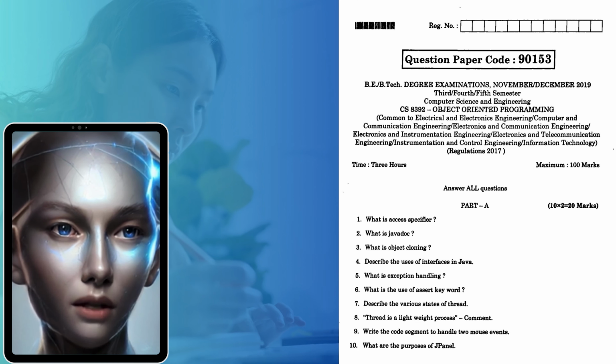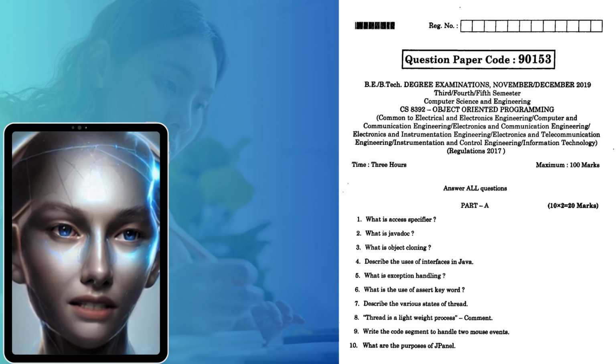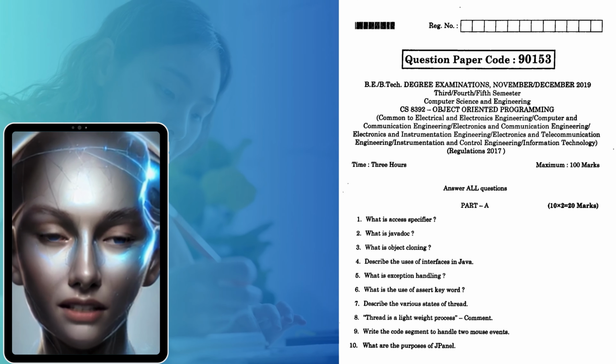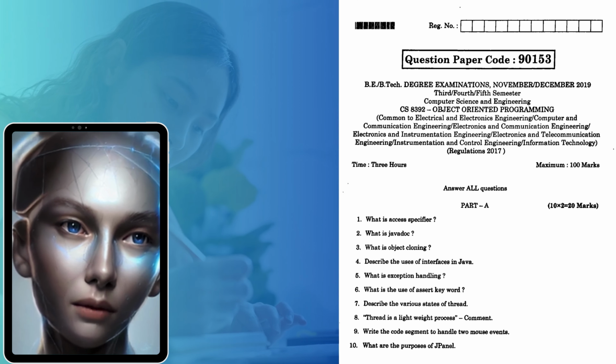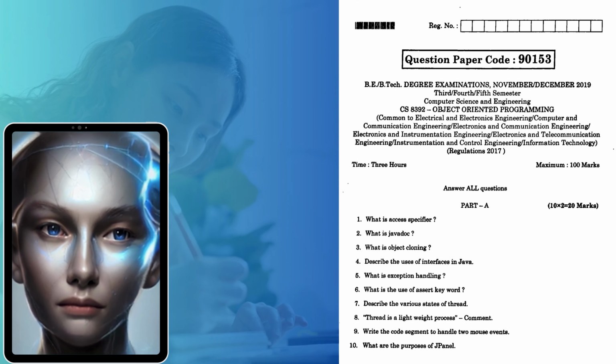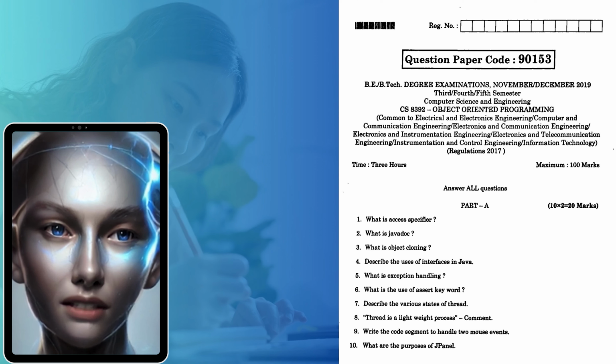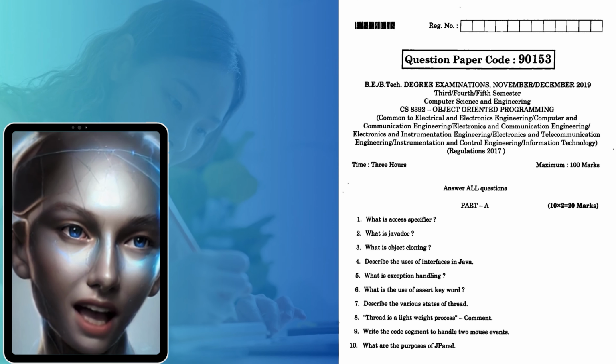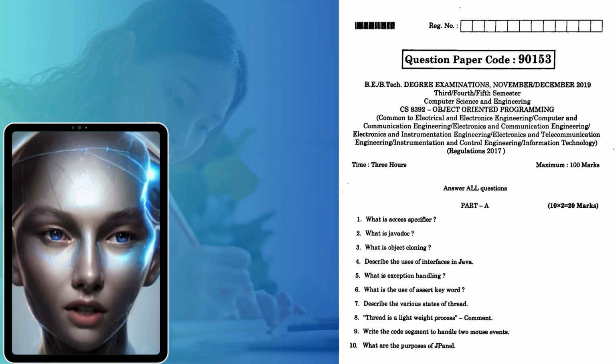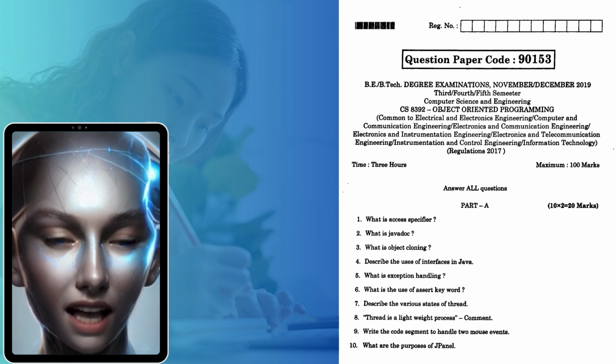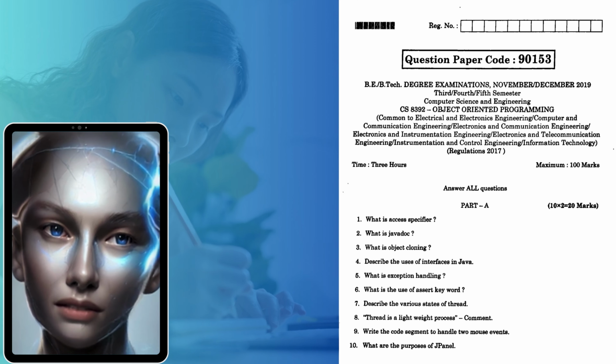5. What is exception handling? 6. What is the use of assert keyword? 7. Describe the various states of thread. 8. Thread is a lightweight process, comment. 9. Write the code segment to handle 2 mouse events. 10. What are the purposes of JPanel?